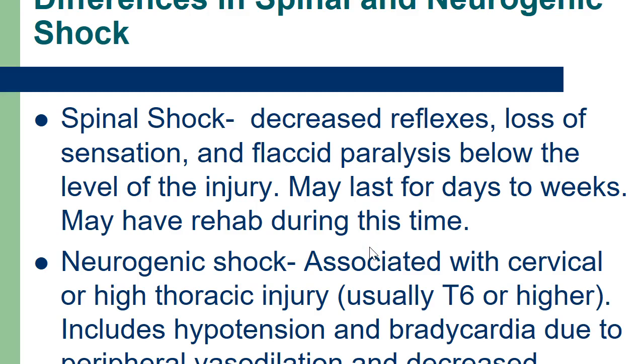The book then talks about spinal and neurogenic shock, so there are some differences here. These are temporary syndromes that occur after spinal cord injury. The first being spinal shock. With spinal shock, we have decreased reflexes. We have loss of sensation and flaccid paralysis below the level of injury, as the slide says there. It can last from days to weeks, and a patient can have rehab during this time.